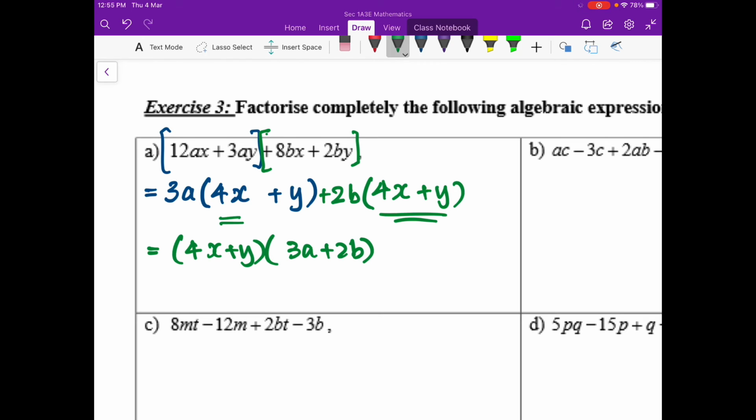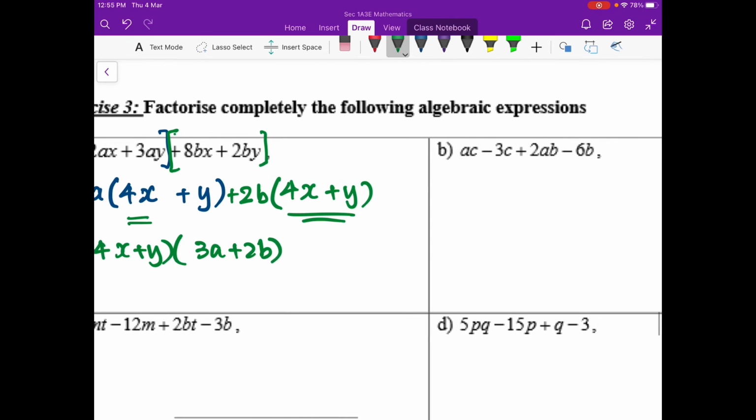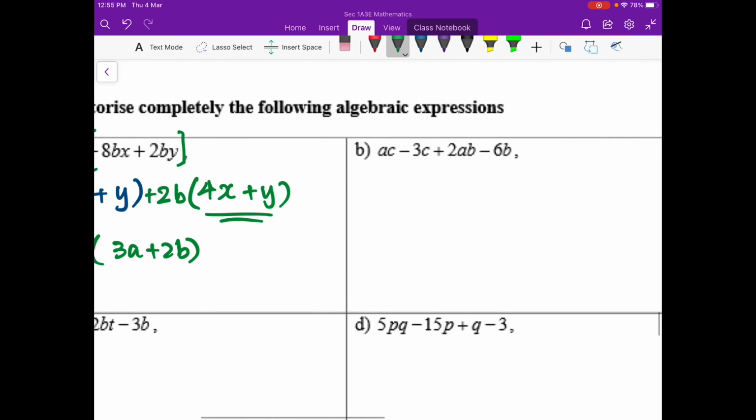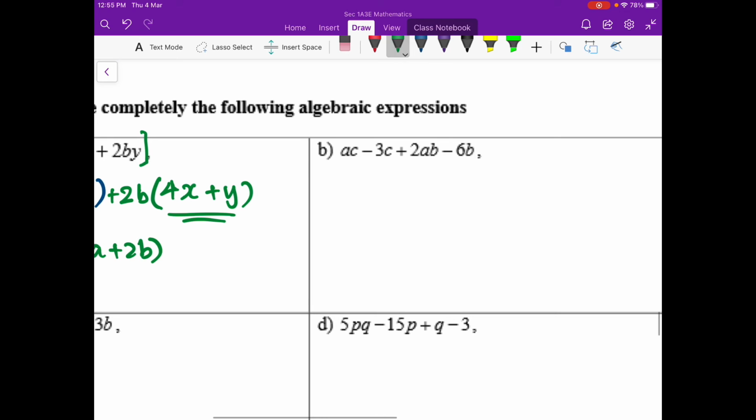So in this type of question, where you have 4 terms, you actually have factorization, then factorize again. 3 times you factorize. Okay, let's try for part B. Remember, we typically arrange it for you such that the first 2 terms have a common factor. So let's check. If I group these 2 terms, what is the common factor?